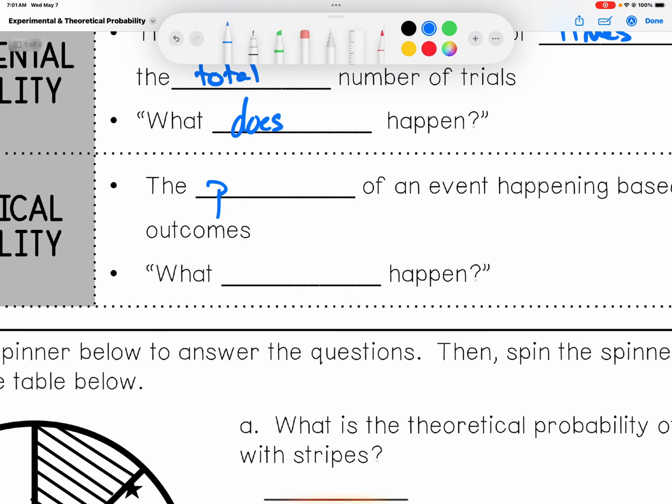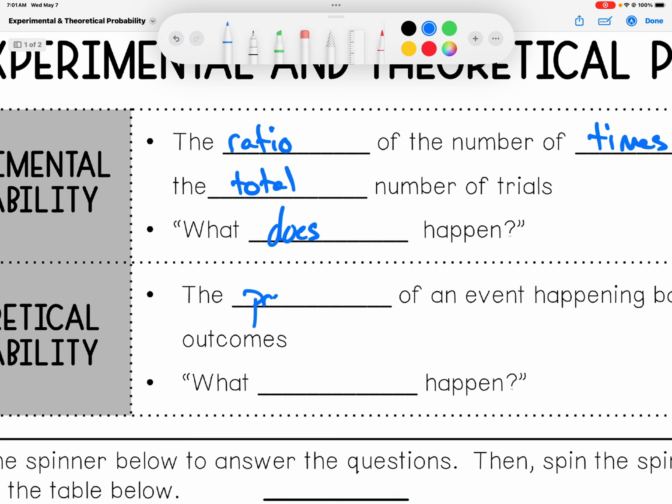Theoretical is the probability of an event happening based on the possible outcomes. So basically this is what should happen. But as we know, what should happen never really happens. All right.